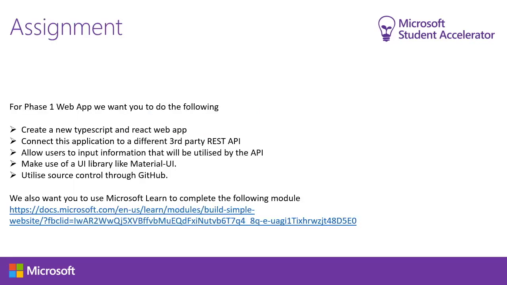So for the assignment, we want you to do the following. We want you to make a new TypeScript and React web app, and we want you to connect this application to a different third-party REST API than what we use in our demo. We want you to allow users to input information that will be able to be utilized by this API. So think of this as selecting some text or taking in some date information. We want you to also make use of a UI library like Material UI. And finally, we want you to utilize source control through GitHub.